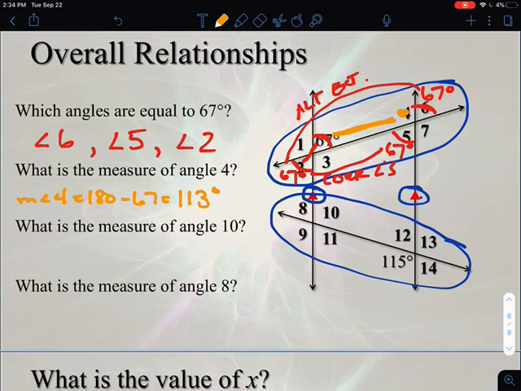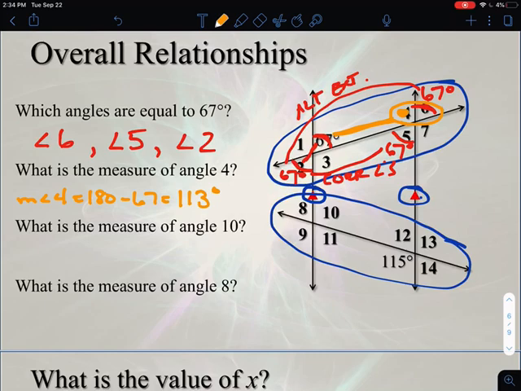The other thing I might notice though, since I already found some of the other angles that are 67 degrees, right here, angle 4 and angle 6 are a linear pair. Well, linear pairs from chapter 1 always add up to 180, so I get the same exact idea, but using linear pairs instead of same side interior. So there might be more than one way to find your particular angle measure in question.